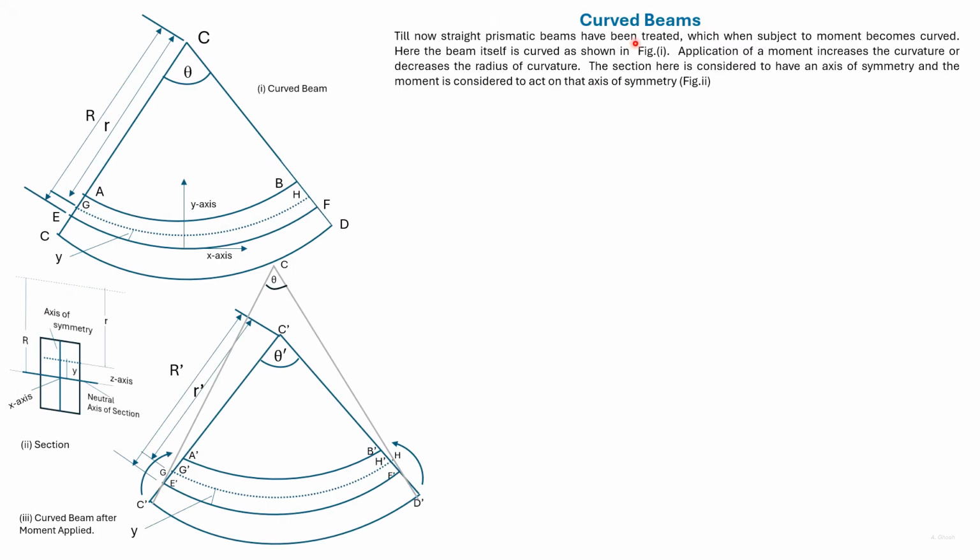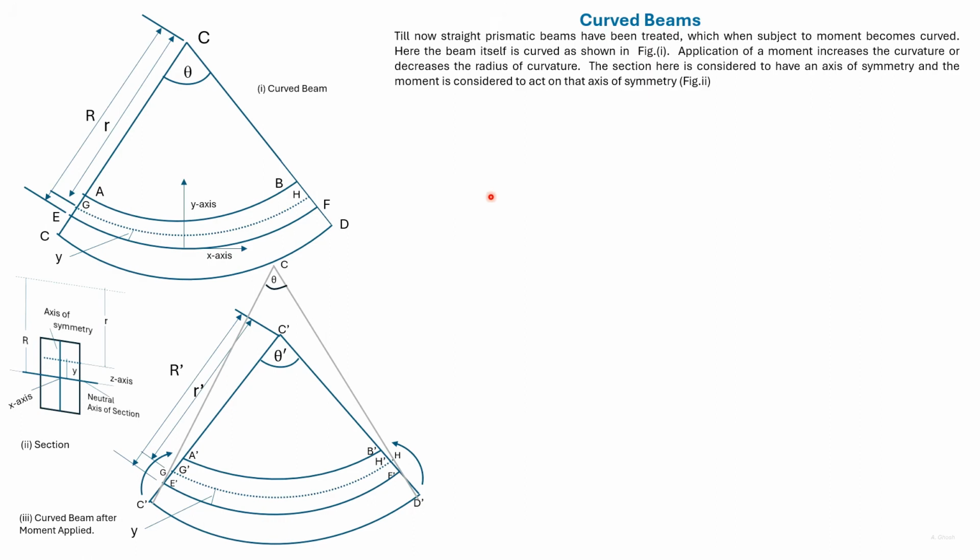We are dealing with curved beam here. The analysis of curved beam is similar to the analysis of straight beams. Thus, first we find strain, then stress, and then use the formula summation Fx is equal to 0 and summation Mz is equal to 0.